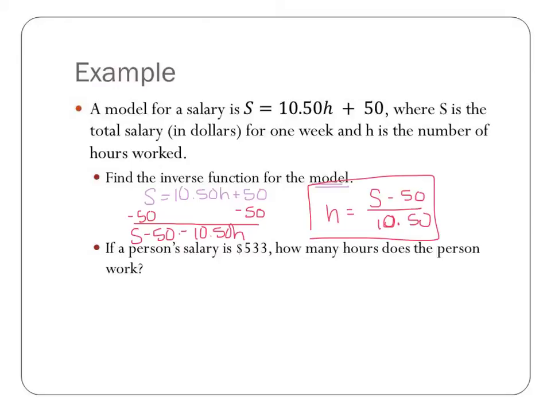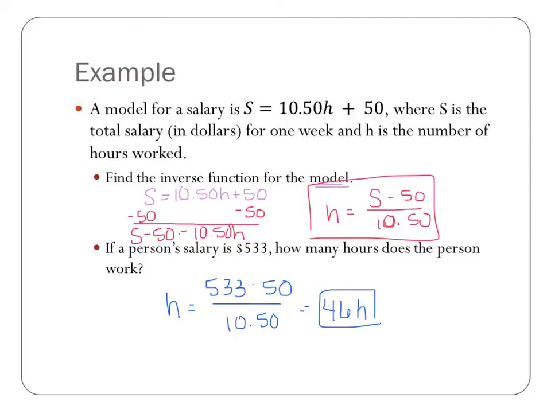Alright, so then our second question is, if a person's salary is $5.33, how many hours did they work? So then we can really nicely here put in $5.33, and then I'm just going to use the calculator. $5.33 minus 50 divided by 10.50, and we get exactly 46, and that would be hours.